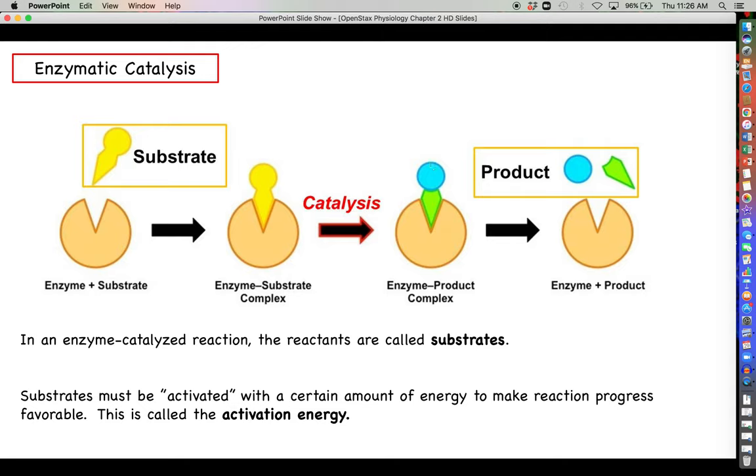So, like I said, enzymes are going to speed up reactions by activating the substrate so that it becomes much, much, much easier for that substrate to turn into whatever the product is supposed to be. So the amount of energy it takes in order to get the substrates activated so that the reaction can proceed is called the activation energy.